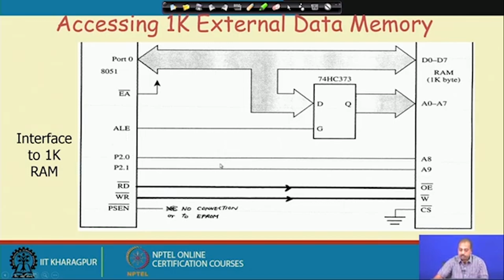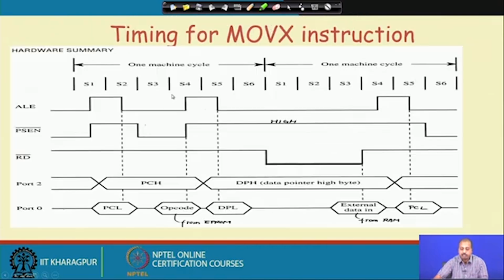Apart from that, this PSEN bar line will have no connection. If you are not having any external EEPROM, then this PSEN bar will never be connected. If the EEPROM is there, then that PSEN bar line may be connected to the EEPROM. And this EA bar line, the external access, is connected to high, because this is not doing an external access as far as the code is concerned. This is not code access, this is data access. So, there is no problem.